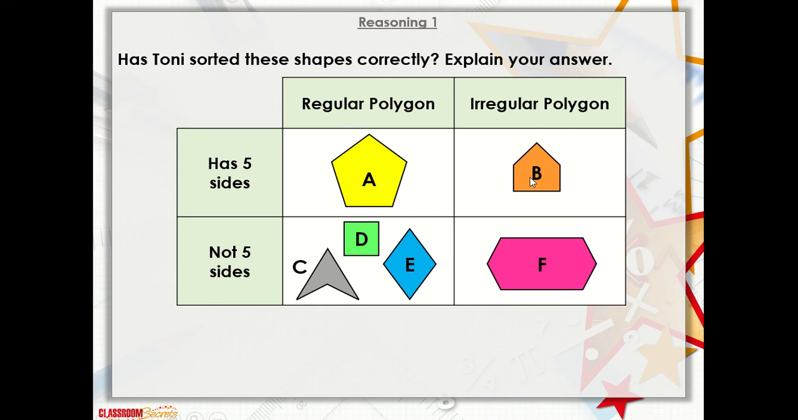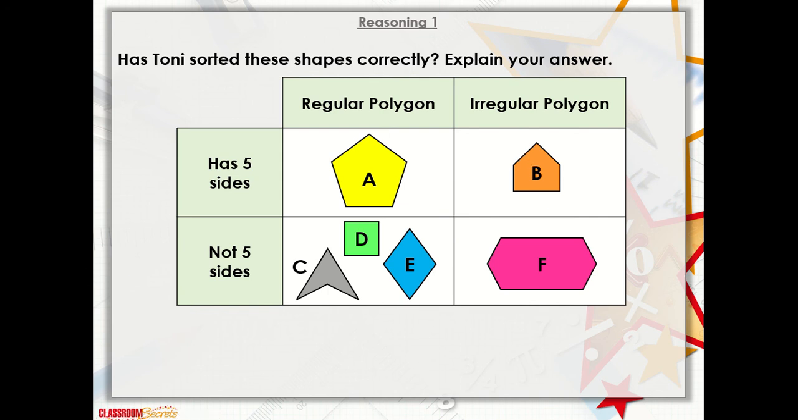Let's have a look at B. Has it got 5 sides? Yes, it has. So it's in the right place there. Are all those sides the same length? Well, if I look at this bit here and this bit here, that one is clearly longer than that. So they're not the same length. So it is irregular. So that's in the right place.